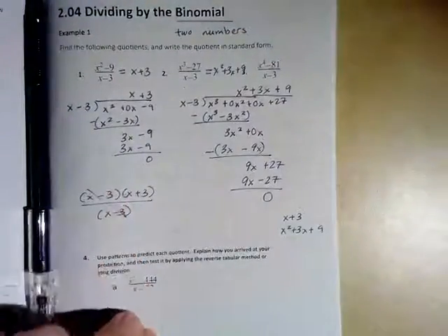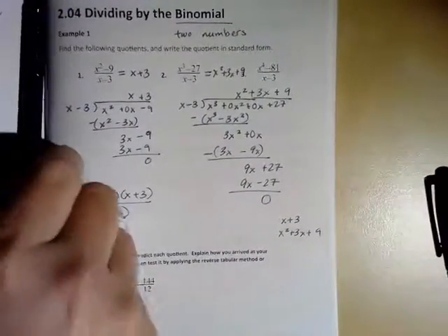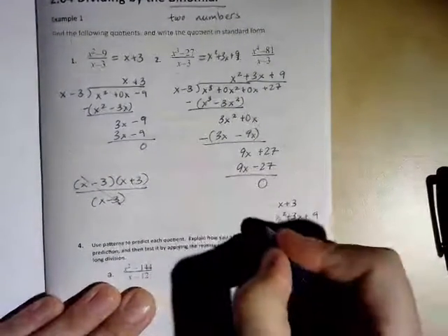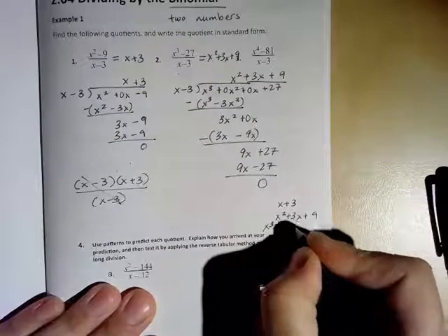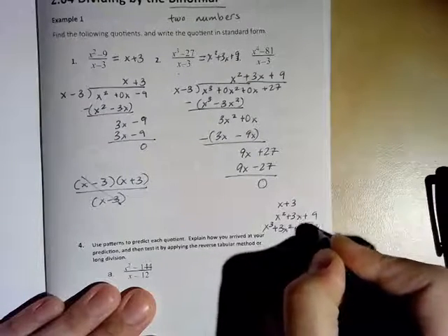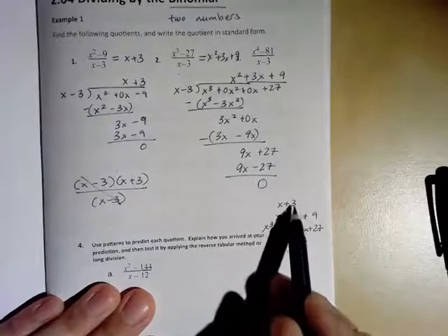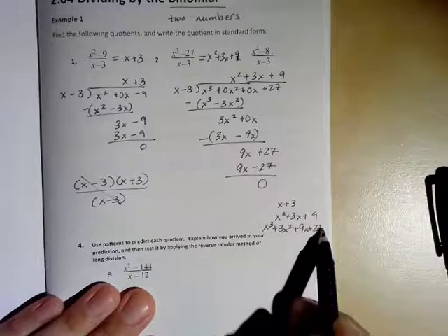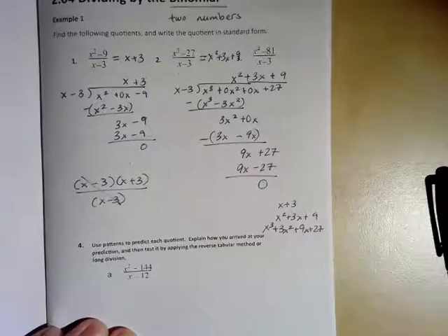When we compare that to the solutions to the other 3, we begin to notice a pattern. First of all, the powers of x's are increasing. Secondly, the coefficients are also increasing. So there's 1, 1, 1, 3, 3, 3, 9, 9, 27. Use the patterns to predict each of the following quotients.